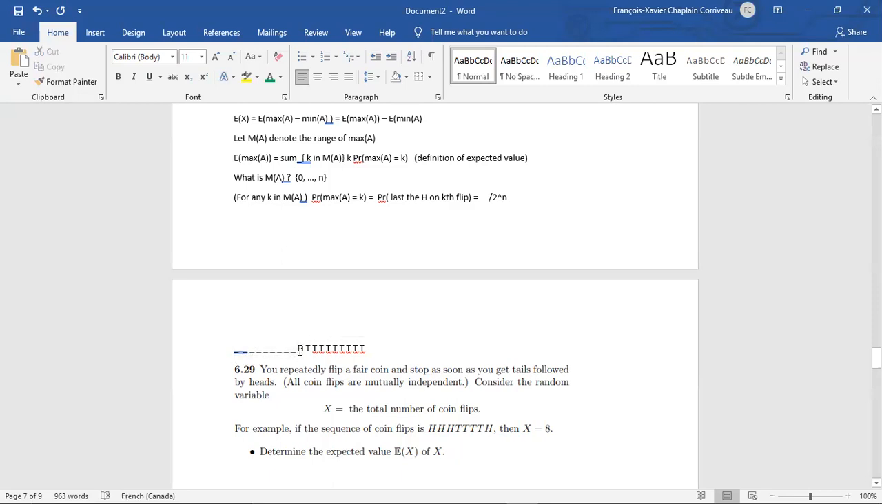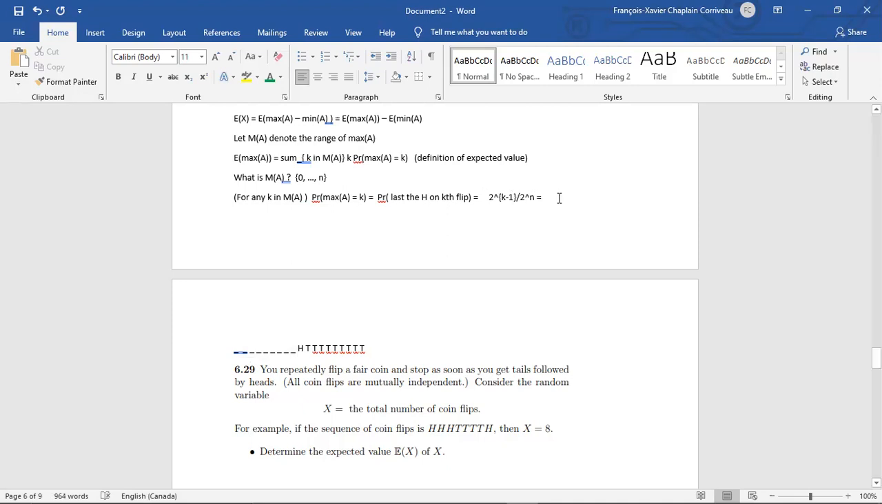For element k, this one is in my set, my maximum is k, because I did not select anything bigger. So here anything can happen. I don't have any restriction on these flips. So how many possible outcomes do I get? It's from 1 to k minus 1, so I have 2 to the k minus 1 possible outcomes.